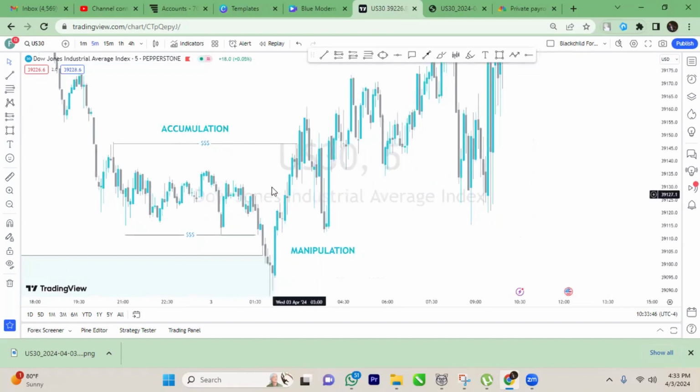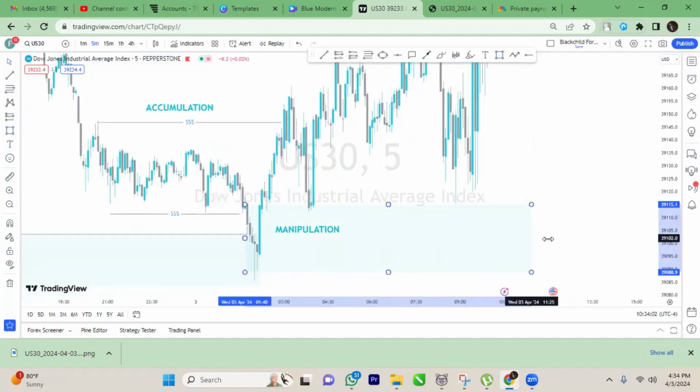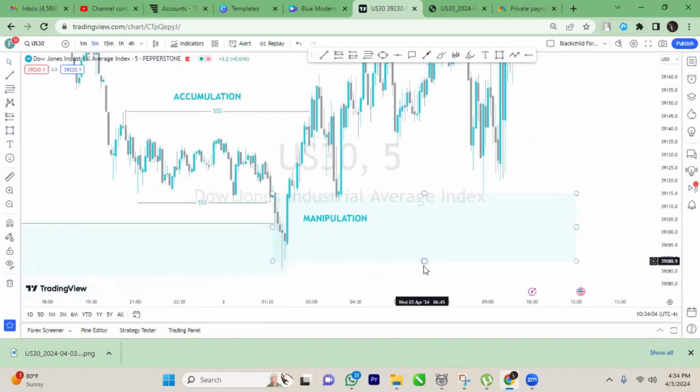After doing all that, you always have to ask yourself, every time there's manipulation, they are what we call sponsored candles. So the beginning of sponsored candles was actually right here that pushed down to grab liquidity on the downside. And those are the areas that we need to consider to take our next trade.